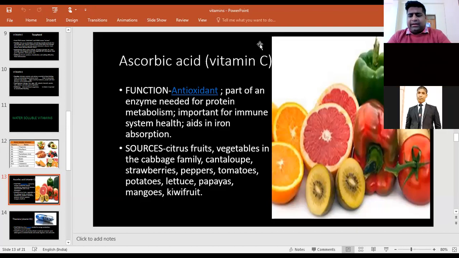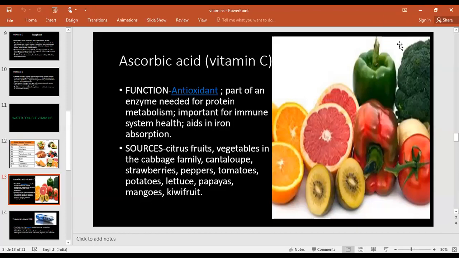Now, where you can get the vitamin C, that is the ascorbic acid, in what type of food? Citrus fruit, sir. Vegetables and fruits. Orange. You can see the orange, lemon over here. It's kiwi, orange or red bell peppers, grapefruit, orange, broccoli, capsicum, etc. Even in the tomatoes, potatoes, and papaya.